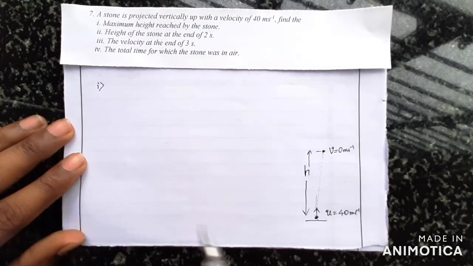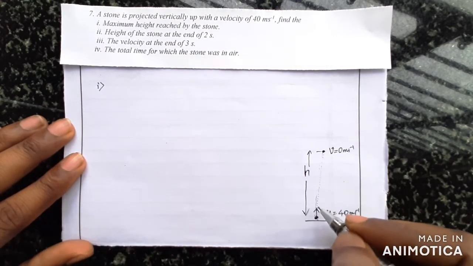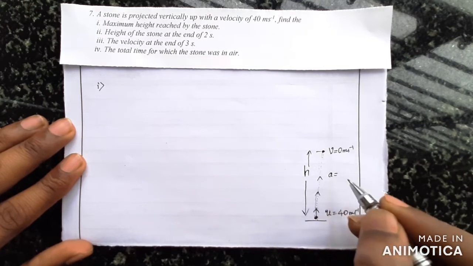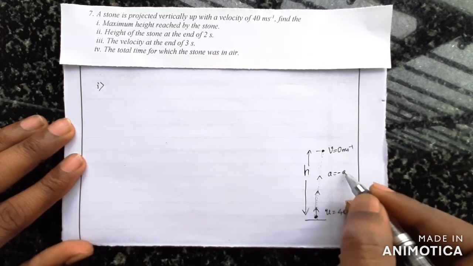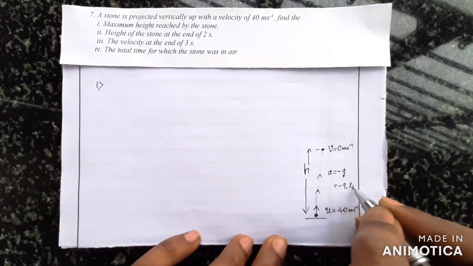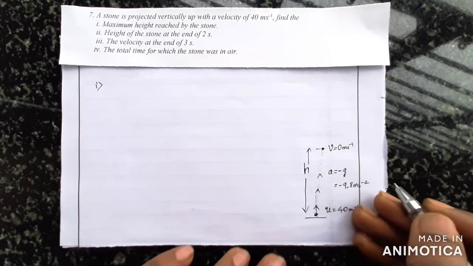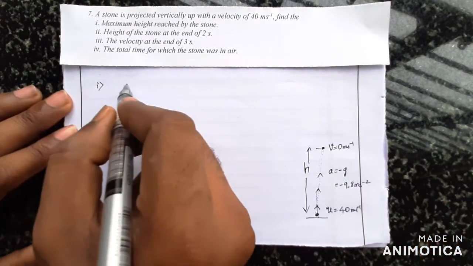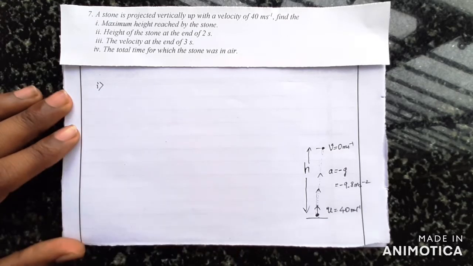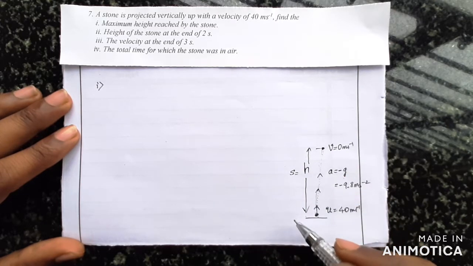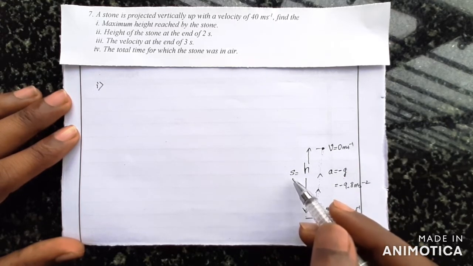So, how about acceleration? Since the stone is traveling upwards like this, acceleration will be minus g, which is equal to minus 9.8 meter per second square. So now maximum height reached by the stone shall be calculated using the formula. See, we need to find h. What is h? H is displacement of the body from here to here. So we need to find s.